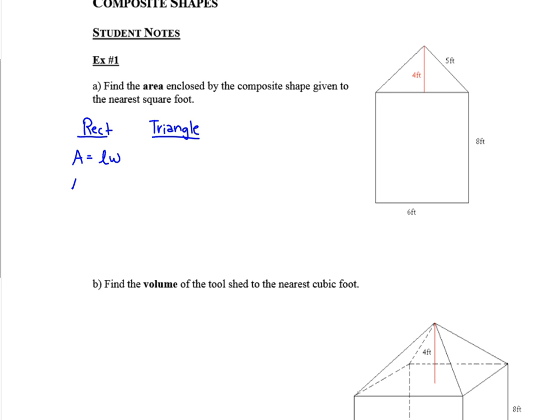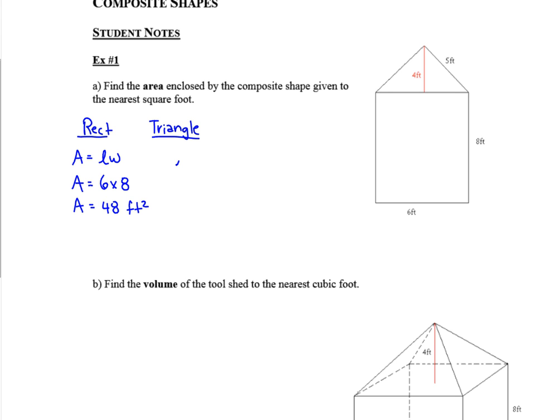So your substitution would look like, do I have to put my units in? No, not till the final answer. So 8 times 6, which is 48. And now I put my units of feet squared.